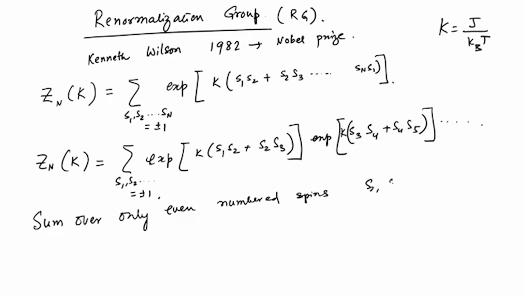that is S2, S4, S6. You perform the sum S2 equal to plus 1 and minus 1, S4 equal to plus 1 and minus 1, and let them leave the partition function by explicitly summing over them. Now, these variables are no longer there in that partition function. So, let us number them as 1, 2, 3, 4, 5, 6. We will be left with 1, 3, 5 in the next iteration. So, it is 1, 3 and 5.